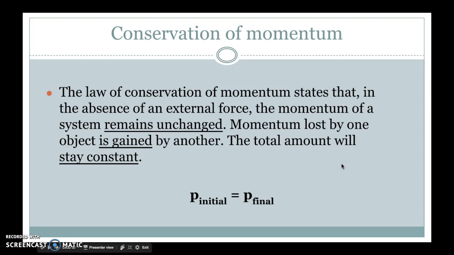This is the law of conservation of momentum. In the absence of an external force, the momentum of a system remains unchanged. Momentum lost by one object is gained by another. The total amount of momentum will stay constant. So if we wrote this in equation form, P initial, momentum initial, is equal to P final. So at this point, you should have all of those blanks at the top of page 26 filled in. If you need to rewind and replay, go ahead and do that, but we're going to move on.